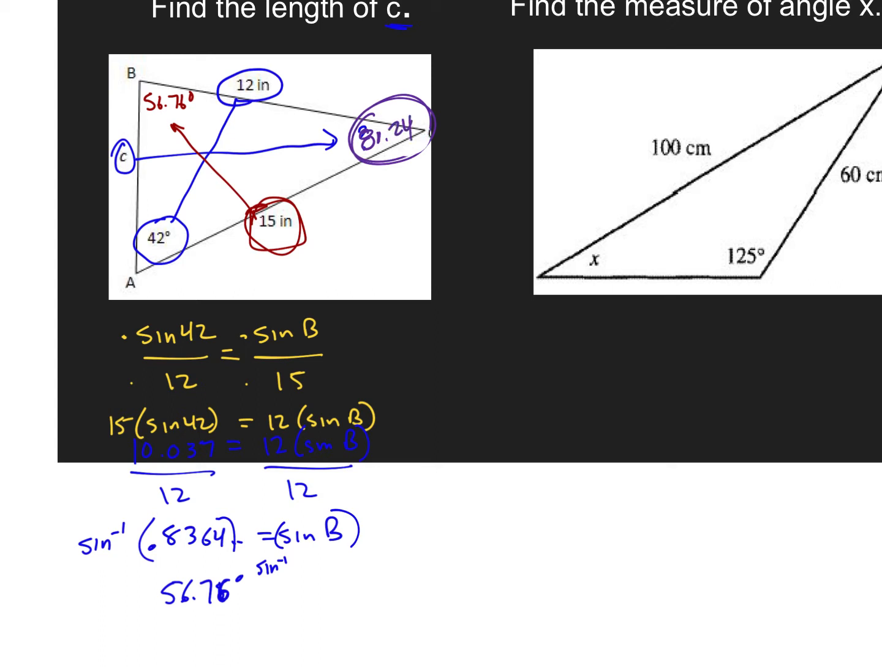So now I can set that up again. I can go sine of 42 over 12, and that's going to be equal to the sine of 81.24 over C. Now I know I'm starting you off with a very difficult one. I apologize for that, but it's worthwhile here. So I take C times sine of 42, and that will be equal to 12 times sine of 81.24. Divide both sides by sine of 42.